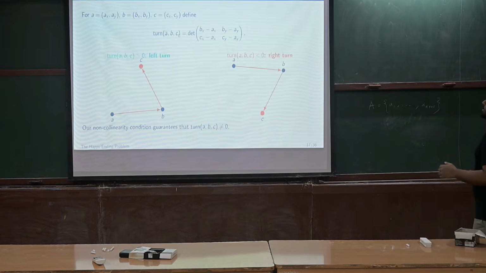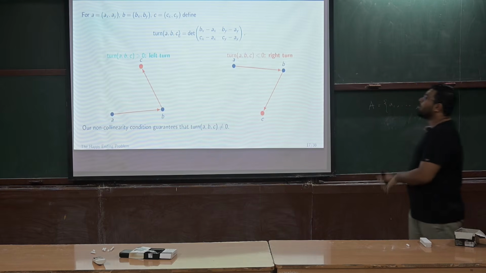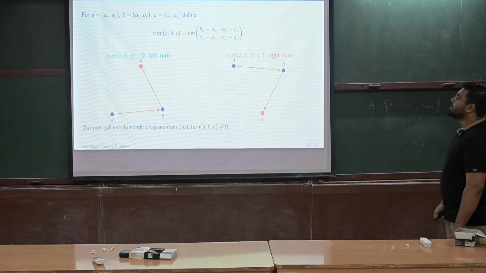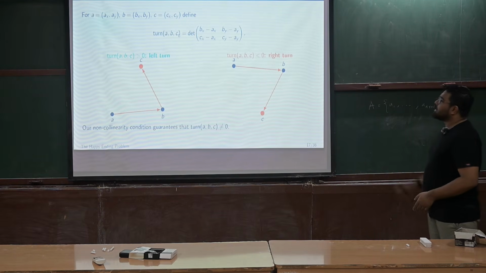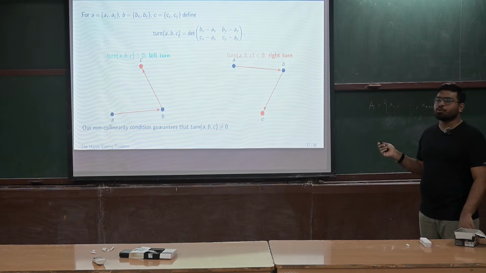So a more formal way to define turn would be the determinant of bx minus ax, by minus ay, cx minus ax, cy minus ay. I won't be proving this. This is for you all to convince yourselves.